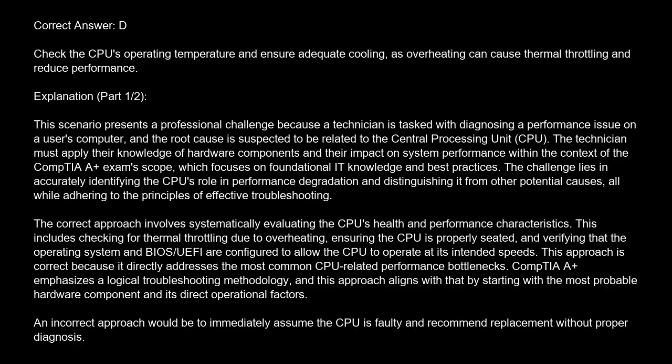The correct approach involves systematically evaluating the CPU's health and performance characteristics. This includes checking for thermal throttling due to overheating, ensuring the CPU is properly seated, and verifying that the operating system and BIOS/UEFI are configured to allow the CPU to operate at its intended speeds. This approach is correct because it directly addresses the most common CPU-related performance bottlenecks. CompTIA A+ emphasizes a logical troubleshooting methodology, and this approach aligns with that by starting with the most probable hardware component and its direct operational factors.